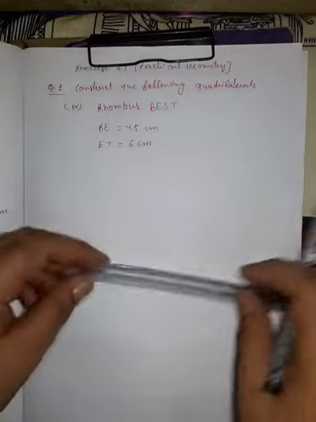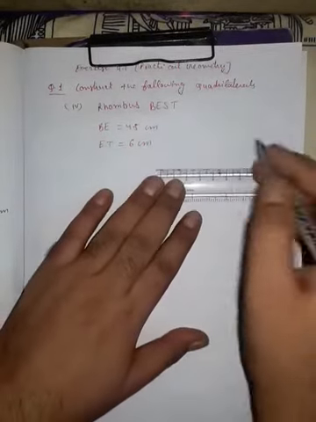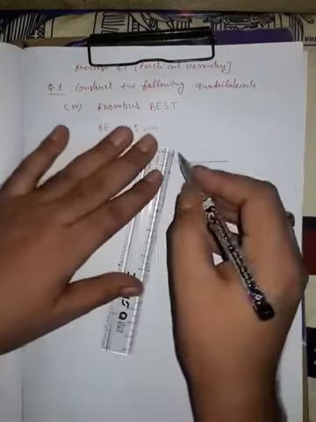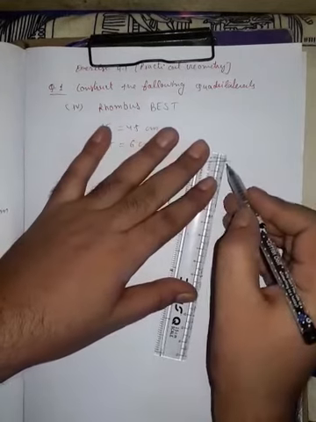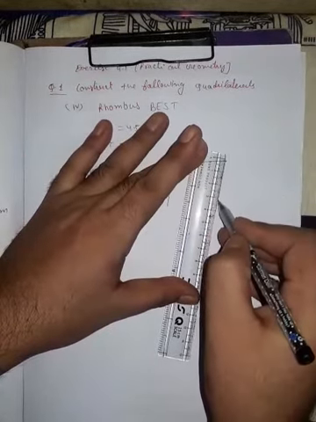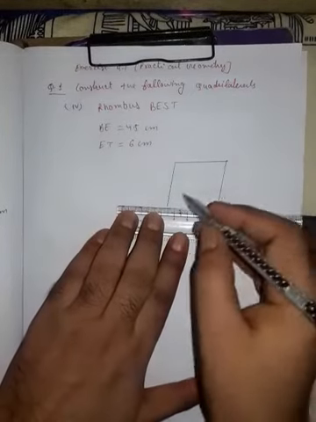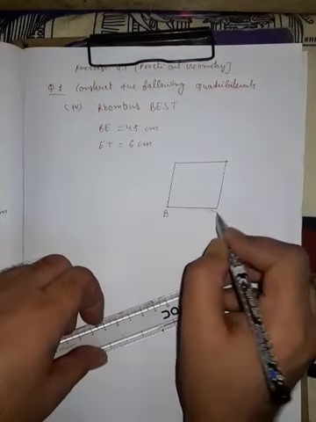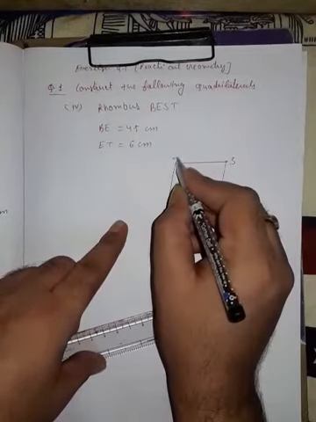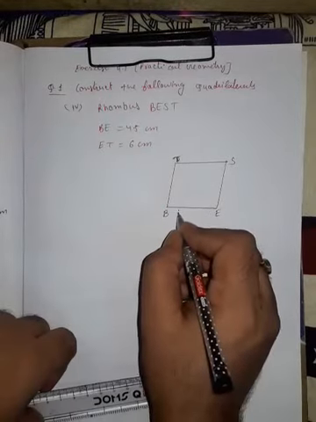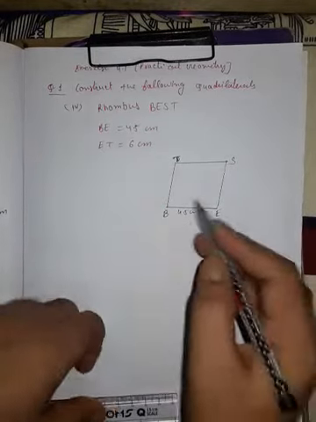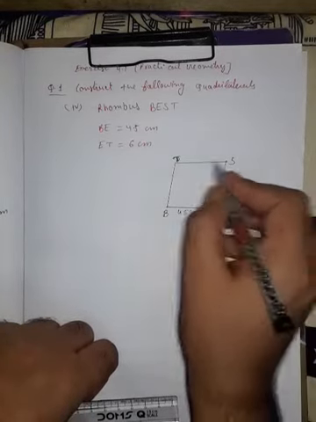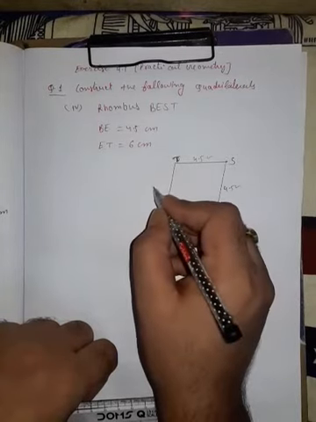But we know, first we will make its rough sketch. We know in a rhombus all sides are equal, so we will make this type of rough sketch of the rhombus. Only one thing we know: the rhombus BEST has all sides equal, and only one side is given to us, 4.5 centimeter. If BE is 4.5, then ES is also 4.5 centimeter, ST is also 4.5 centimeter, TB is also 4.5 centimeter.